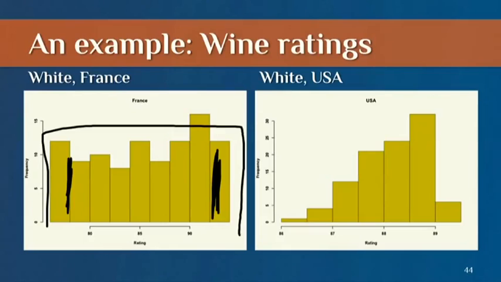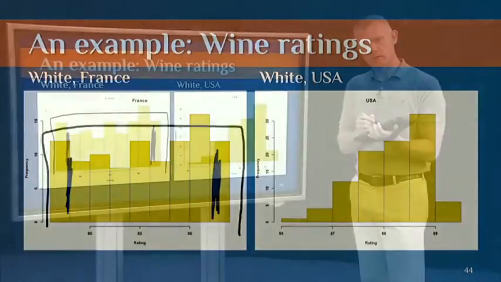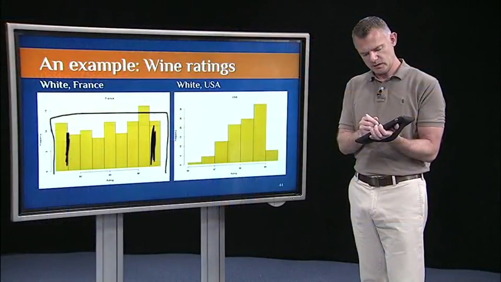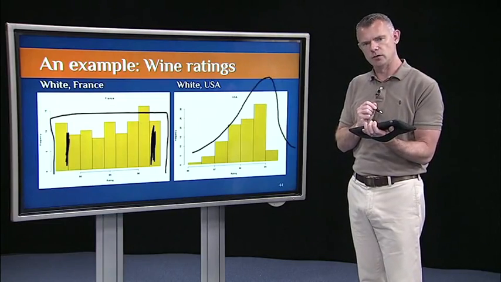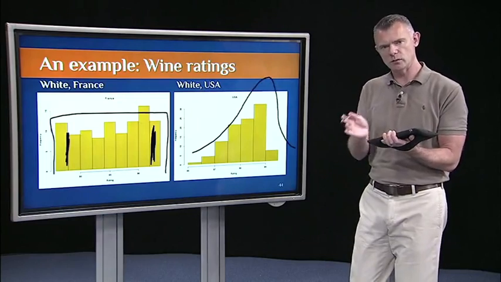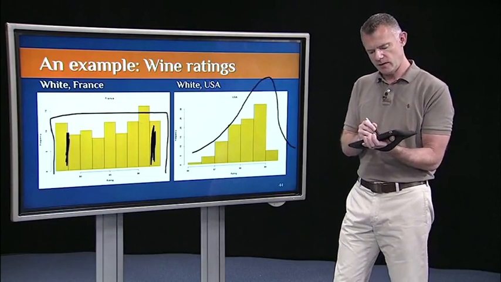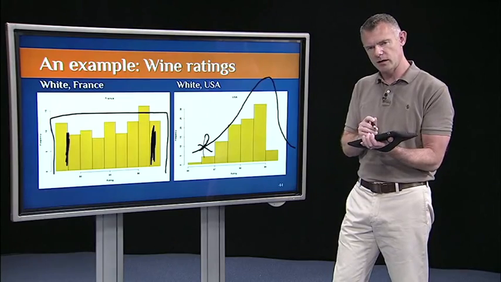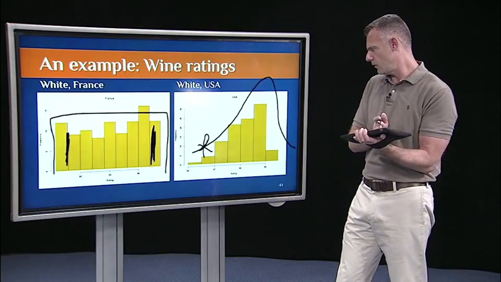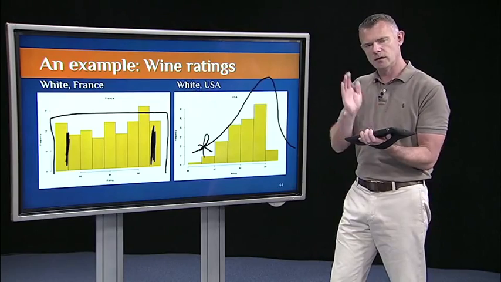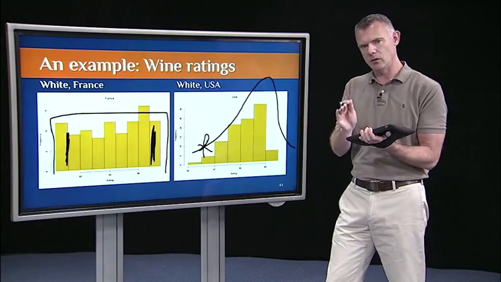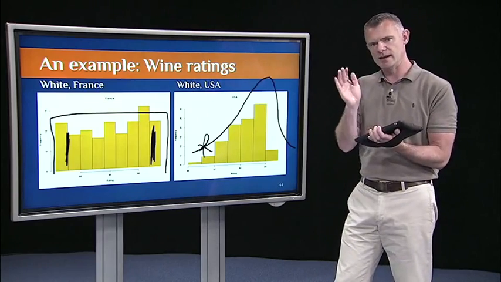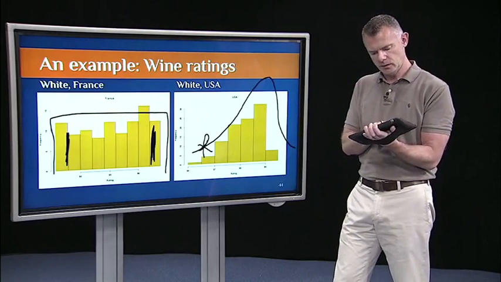Okay, and then the United States white, that was the Riesling. This has a bit of a negative skew to it. Again, the skew is where there are few. So there are very few ratings right down here at the low end. Very few of the wine raters gave that US white wine, the Riesling, a really low rating. So it's a little bit negatively skewed.